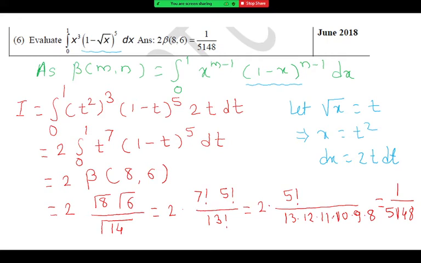So the important part is a correct substitution. The most important part is this one. You have to start with proper substitution. Once you get that substitution, you have to compare it to the definition and convert it into beta or gamma, and then you can evaluate it. That's one.